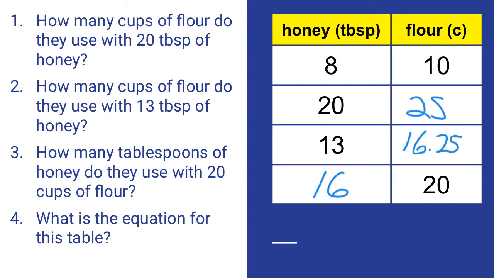So our answers would be: with 20 tablespoons, you need 20 cups of flour. With 13, you need 16.25 cups of flour. And for 20 flour cups, you would need 16 tablespoons. So what is the equation going to be? Well, it's going to be y equals, where flour is the y and honey is the x, something times x.